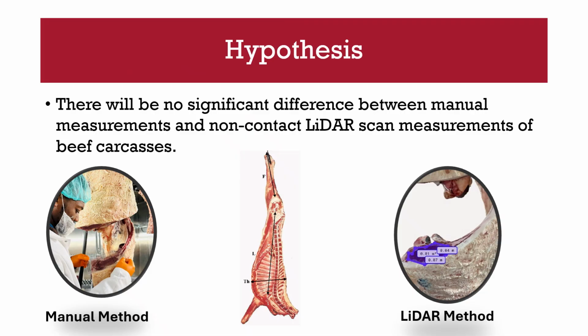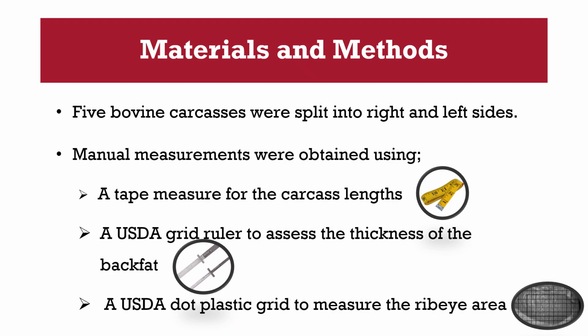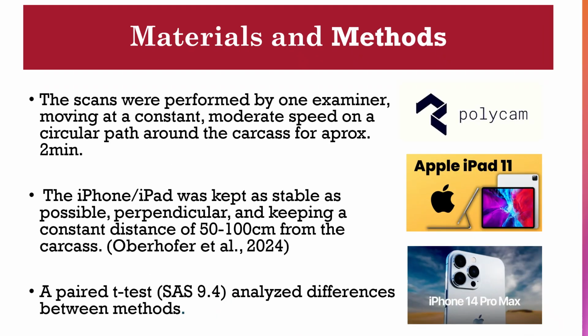We hypothesized that there will be no significant difference between manual measurement and LiDAR scan measurement on the beef carcasses. So we used 5 bovine carcasses which were split into right and left side, so we had a sample size of 10. For the manual measurements, we used a tape measure for the carcass length. We used a USDA grid ruler to assess the thickness of the back fat, and a USDA dot plastic grid to measure the ribeye area.